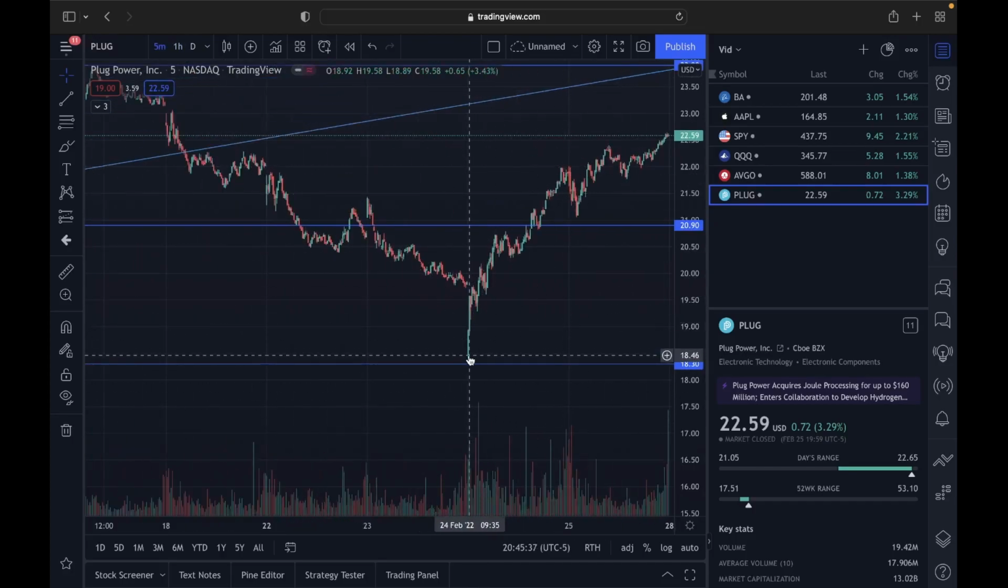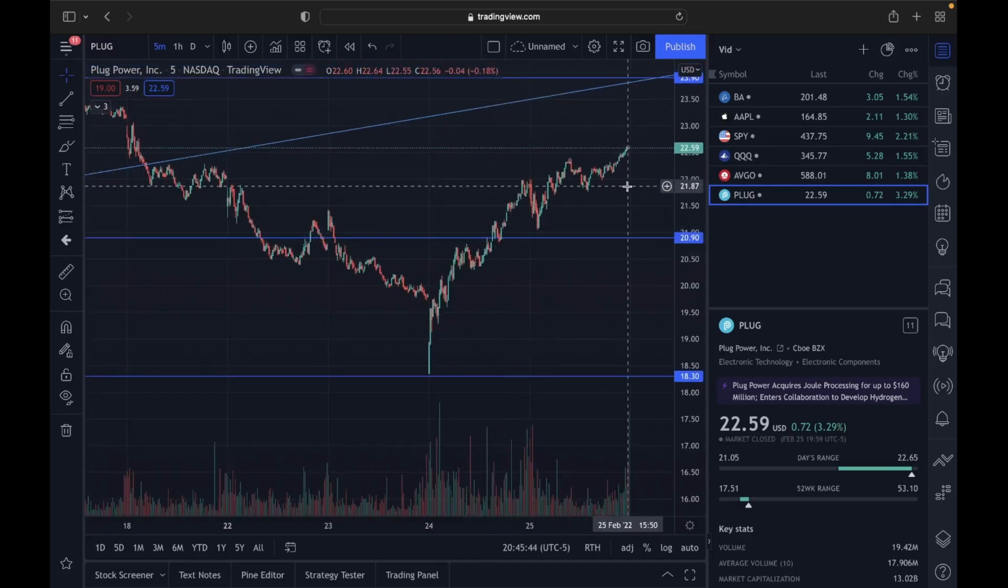This is a perfect example of a way you can play this intraday. You could have played the hold of the pivot. You could have played a break of this 20.90 pivot. Multiple ways to play this intraday. Multiple ways to play this if you're swinging.